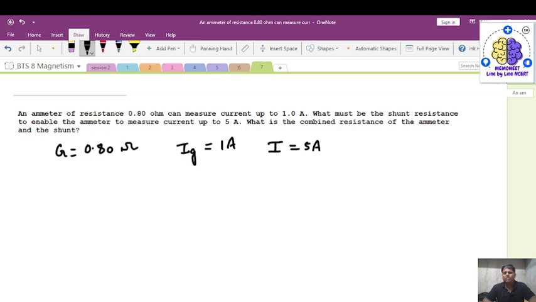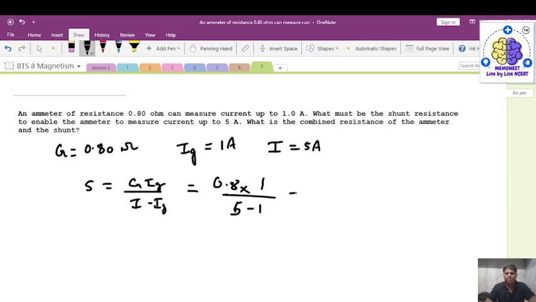What is the combined resistance of the ammeter and the shunt? So they are asking you the shunt in the first part. So shunt is equal to G into Ig upon I minus Ig. So shunt will be equal to G, 0.8, into Ig, 1, upon 5 minus 1, right? So this will give you shunt equal to 0.20 ohm. This is the shunt.